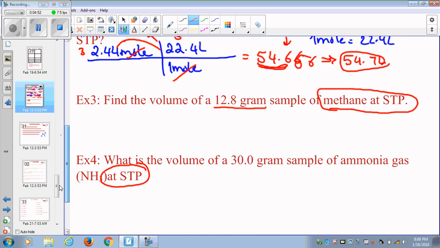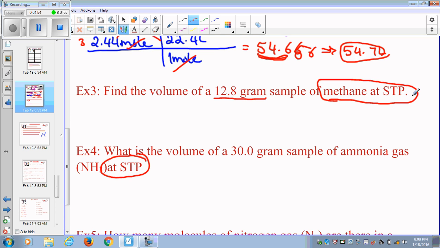So you don't need to be confused with STP. You just need to know that this is standard temperature and pressure. So 1 mole will be equal to 22.4 liters only at that condition. So that's all the purpose of STP. So let's go ahead and solve this question. This seems to be a two-step dimensional analysis because I'm starting from grams.